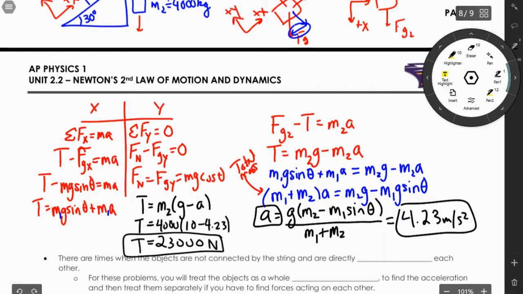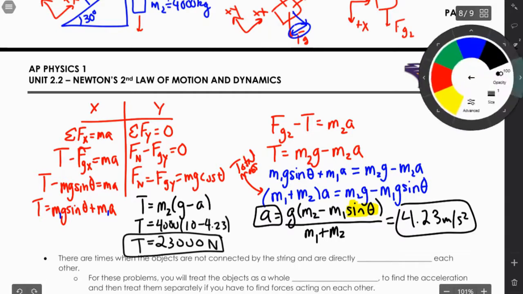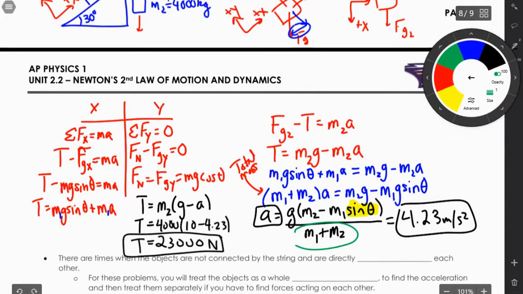So the difference between the modified Atwood machine before and this one is that it's on an inclined plane, where you notice we have a sine running around with our first mass. But again, here's our signature of an Atwood machine: you're always going to divide by total mass at some point. In the next video, we're going to deal with connected object problems where the objects are physically touching, so it's not necessarily going to be connected by a pulley.